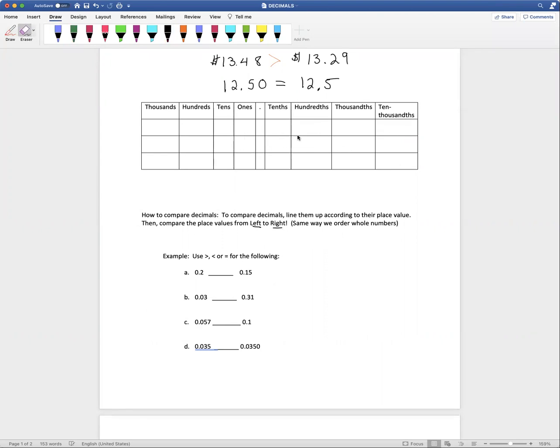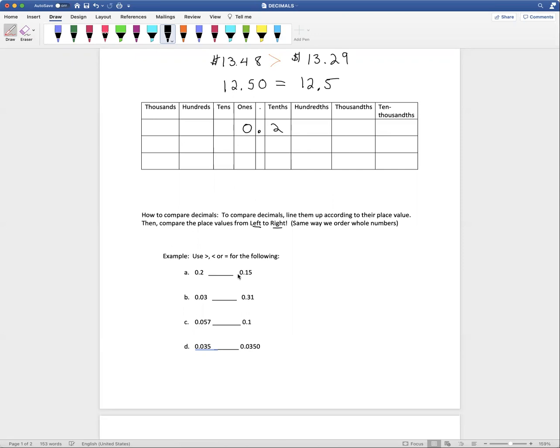So let's erase this over here, and let's talk about how we can compare these. We're going to use one of the following symbols. We're going to use this, which means greater than. This means less than, or equals, for the following examples. So let's take a look at the first example. 0 and 2 tenths. So this means we have 0 ones and 2 tenths, 0.2.